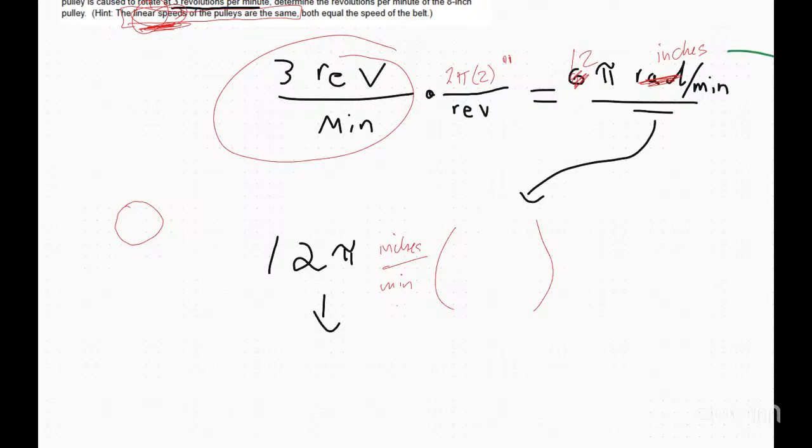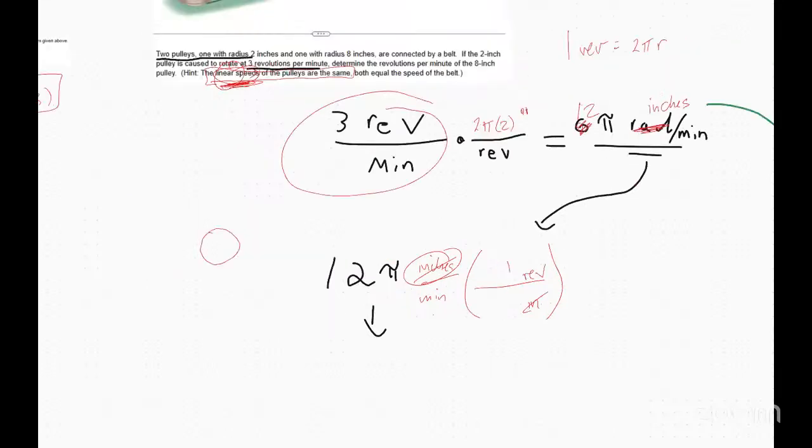So what's 1 inch? Notice I'm putting inches on the bottom now to cancel it out. And what's one revolution in terms of inches for the bigger pulley? 8 inches. So 2 pi times 8, so that would be 16, right? So that equals 12 pi over 16 pi. The pi's cancel out. 4 cancels out of both of those. You get 3 over 4. 3/4 revolution per minute.